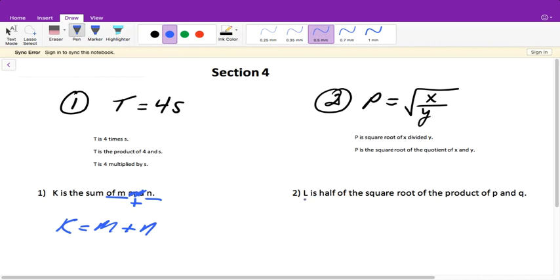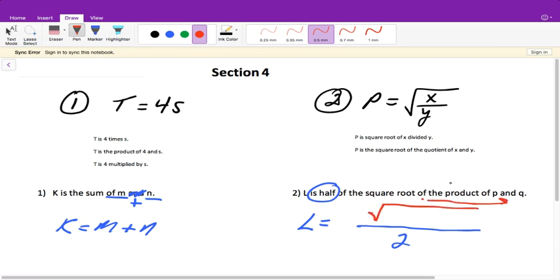All right, L is, so L is equal to half of. That needs to happen at the very end, so whatever is happening here is just going to be divided by 2. Or if you want, you can write multiply by 1/2. But half of the square root of, so once again, everything that follows is going to be within our square root. So we write our square root, the product of P and Q. I am simply multiplying P and Q together. That will be your final answer for that.